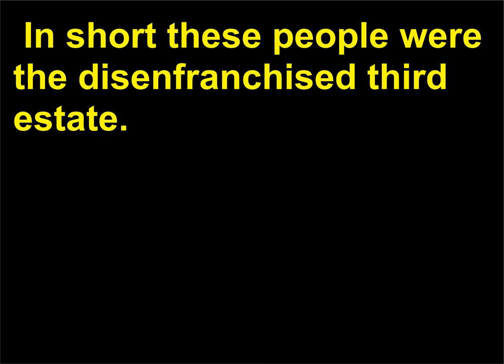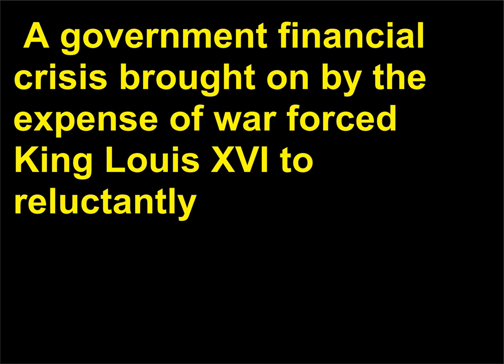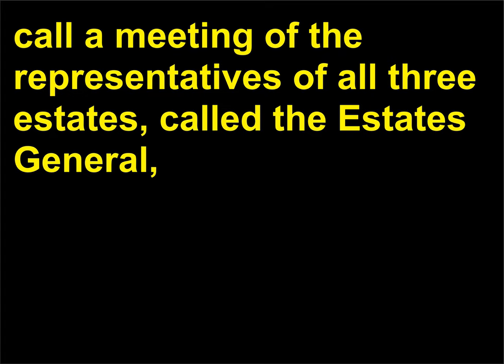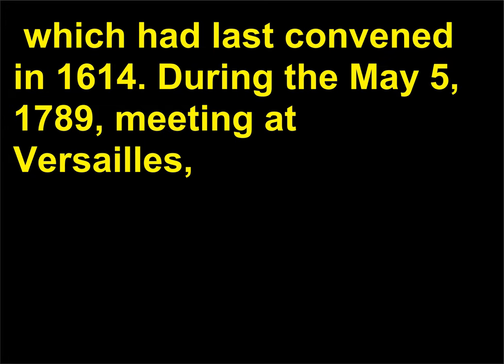A government financial crisis brought on by the expense of war forced King Louis XVI to reluctantly call a meeting of the representatives of all three estates, called the Estates General, which had last convened in 1614, during the May 5, 1789, meeting at Versailles.